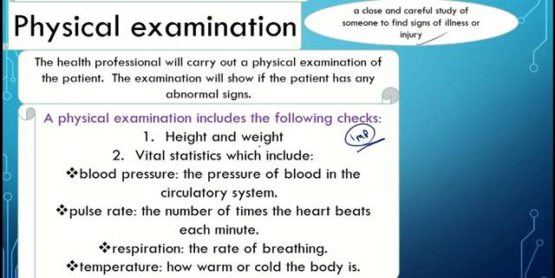Height and weight. Vital signs, which include blood pressure. Blood pressure means the pressure of blood in the circulatory system. Pulse rate, the number of times that the heart beats each minute. Respiration, meaning the rate of breathing. Temperature, how warm or cold the body is.